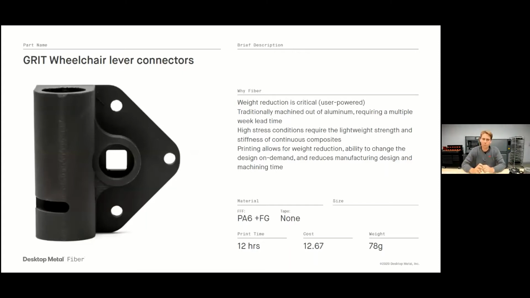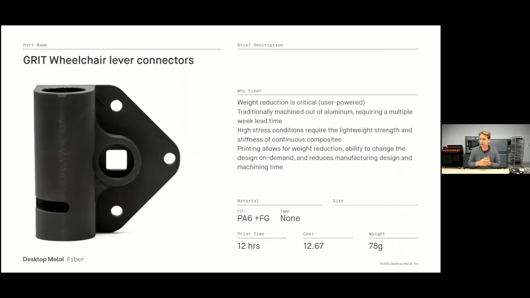Of course, with a user-powered device like a wheelchair, weight reduction is critical. So these parts were originally being machined out of aluminum. It required quite a few weeks of lead time, and the parts were still quite heavy. But by going to this composite part, we were able to greatly reduce the mass of this component. We still have a very, very strong part.